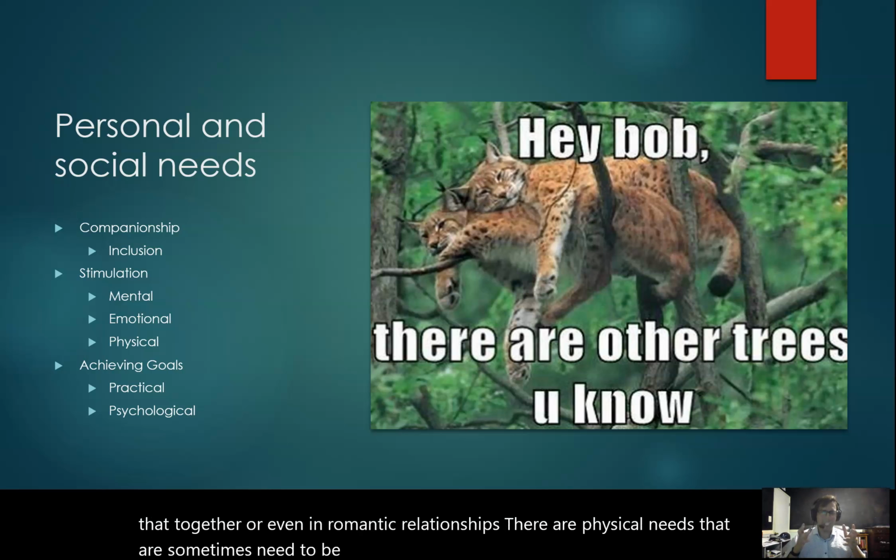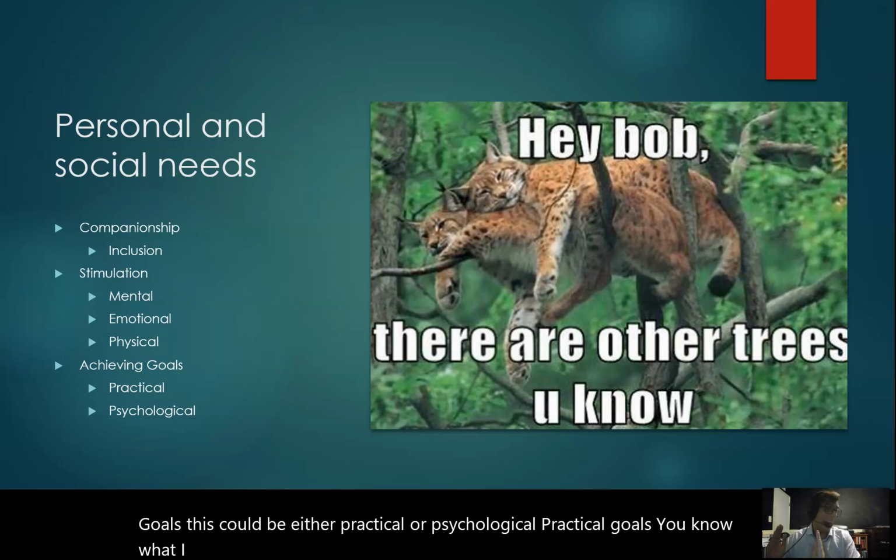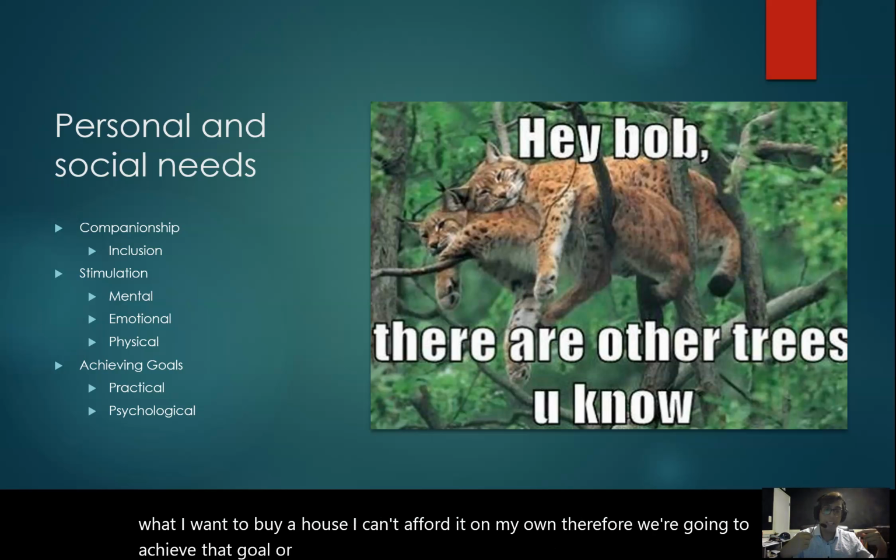Then we have achieving goals. This could be either practical or psychological. Practical goals: you know what, I want to buy a house. I can't afford it on my own, therefore we're going to achieve that goal. Or psychological goals, feeling loved, or even being in a marriage.